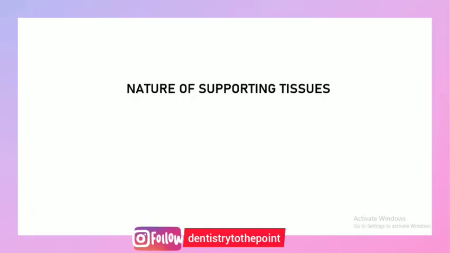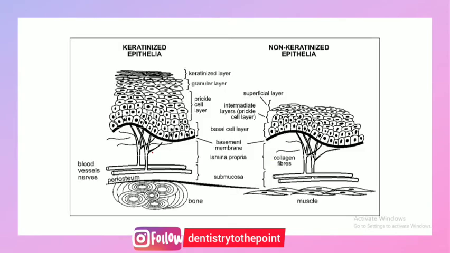The nature of supporting tissues, we will divide it into two parts. First is the soft tissue, and second is your hard tissue. So starting with the soft tissue, you have two types of mucosa, that is the keratinized mucosa as well as non-keratinized mucosa. The keratinized mucosa is going to have a layer of keratin over the layer of stratum corneum, right? Over the top layer, that is your stratum corneum.